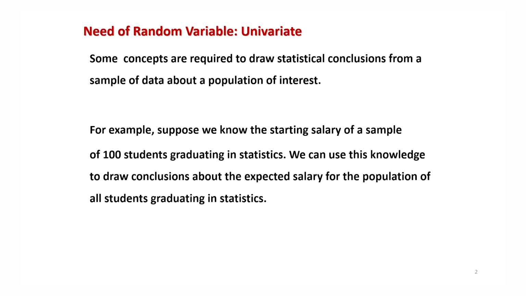So now the first question is, why do you need a random variable? And this random variable can be univariate, bivariate, or multivariate. Univariate means there is only one variable, bivariate means there are two variables, and multivariate means there is more than one variable. Bivariate is also a particular case of multivariate.